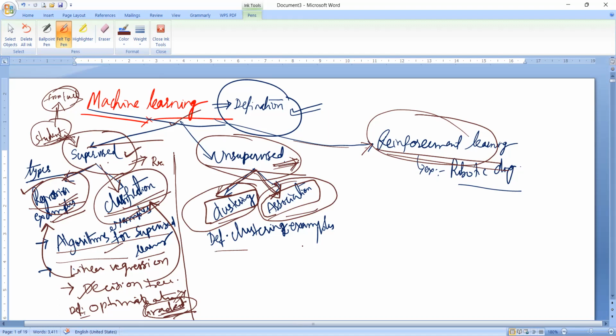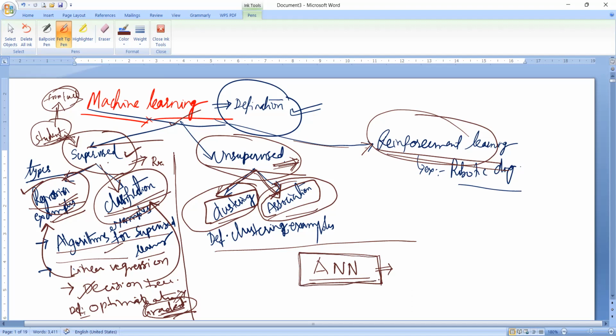After completion of this, artificial neural network. This artificial neural network is the same as the human neural system, the brain system. Here, artificially, we should create a human brain to make decisions like a human.